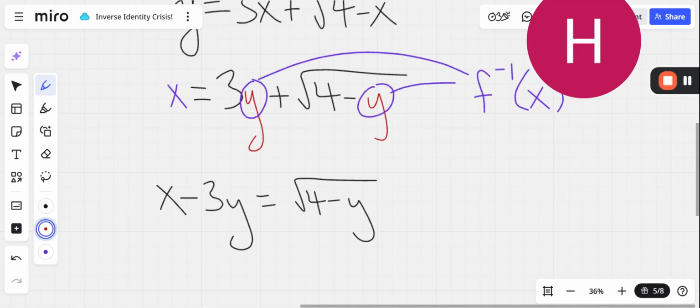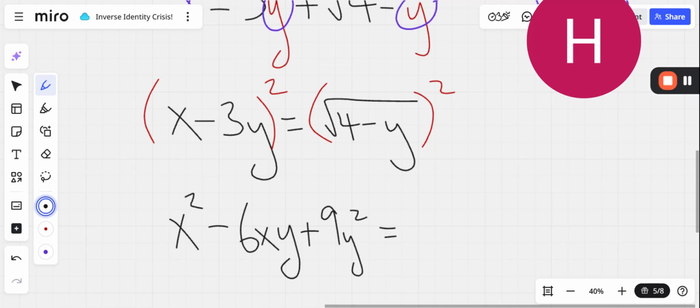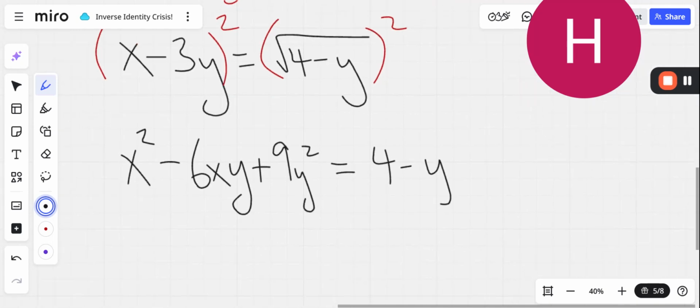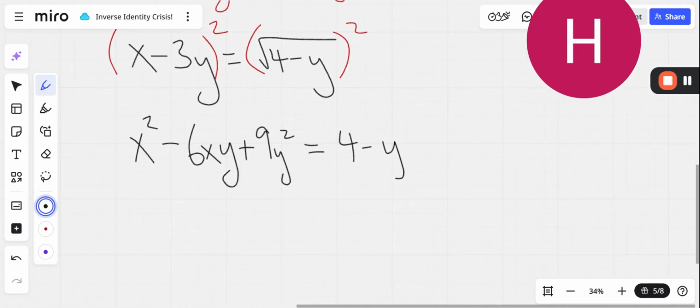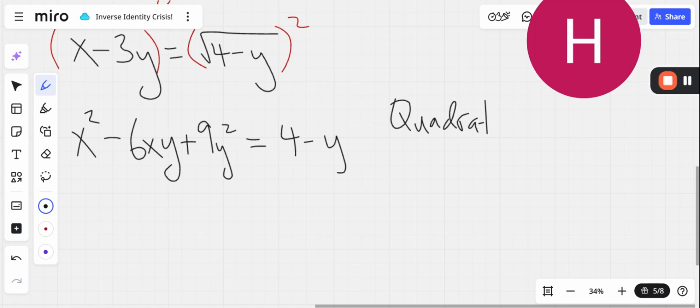And now we're able to get rid of this radical by squaring both sides. So square both sides carefully. That's going to give you x squared minus 3xy minus another 3xy, we call it minus 6xy. And then plus 3y times itself, 3y times 3y is 9y squared. And on the right side, we nicely break the radical. So this looks a little bit messy, doesn't it? It is a quadratic, but we have to be aware that it's actually a quadratic in y. This is not a quadratic in x. This is called a quadratic in y.